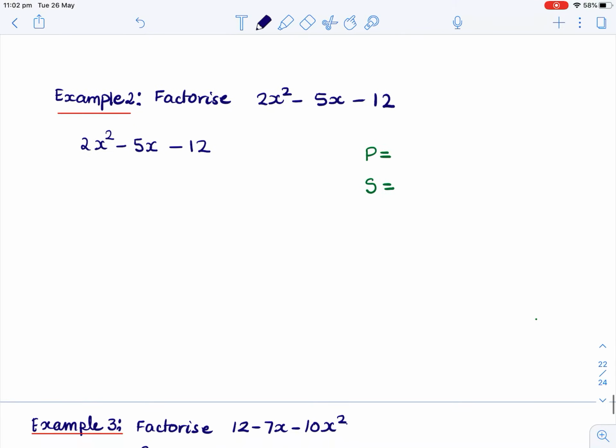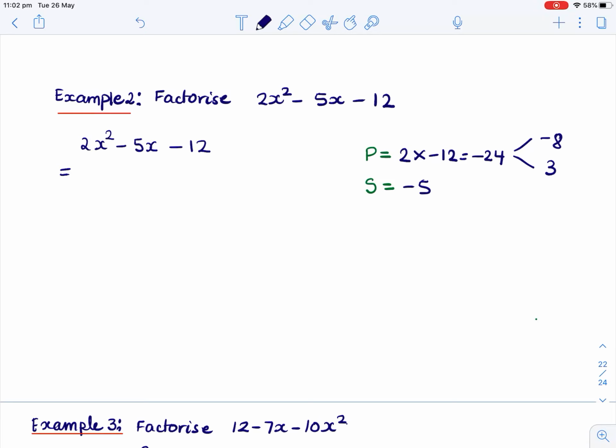Example 2, factorize 2x squared minus 5x minus 12. So the product is a times c. So a is 2, c is negative 12. That gives you negative 24. Sum is b, which is negative 5. So when you multiply negative 8 with 3, you get negative 24. When added together, it gives you negative 5.